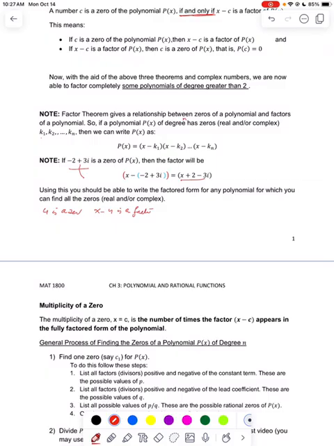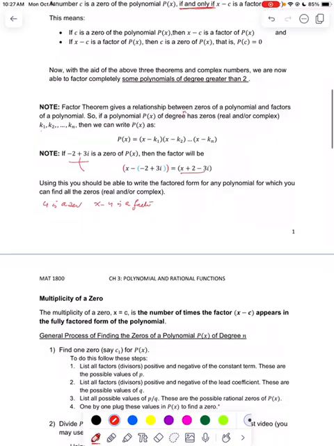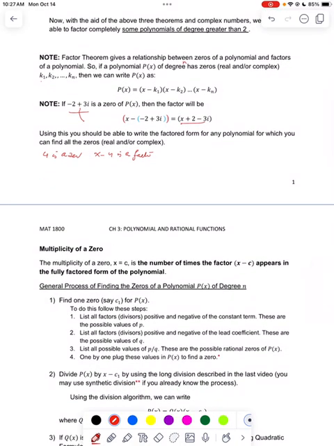Okay. Next thing is multiplicity of a zero. Remember, the multiplicity you already know from before. It is the number of times the factor x minus c appears in the fully factored form of the polynomial. So if one of the zeros is c, then you count how many times the factor x minus c appears, and you can put it as a power. For example, if you have a factor x minus 5 and it appears 3 times, you can write it as x minus 5 to the third. So the multiplicity of the zero 5 is 3.